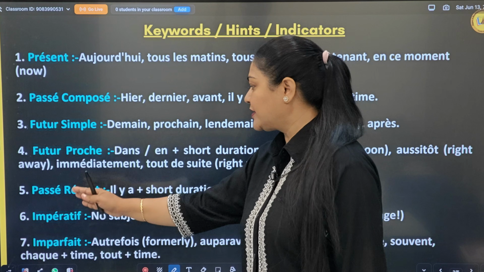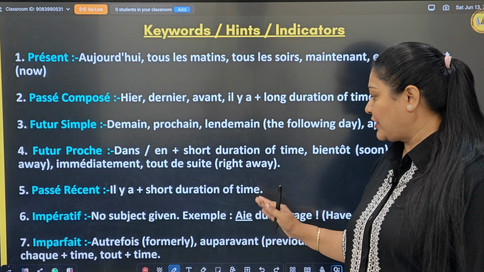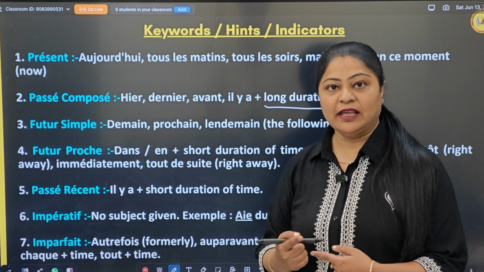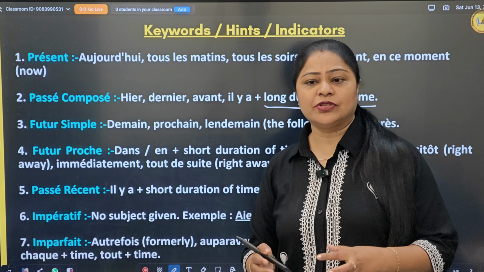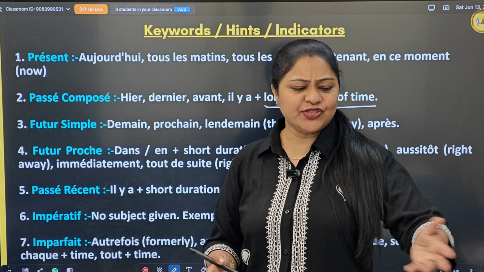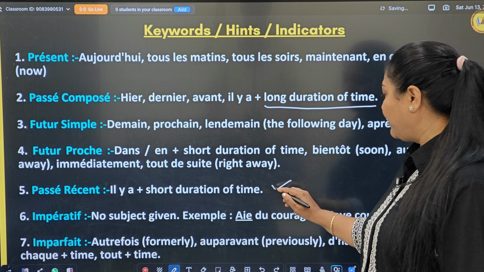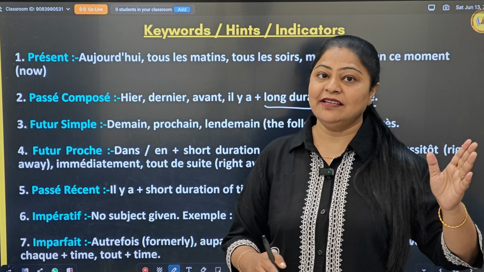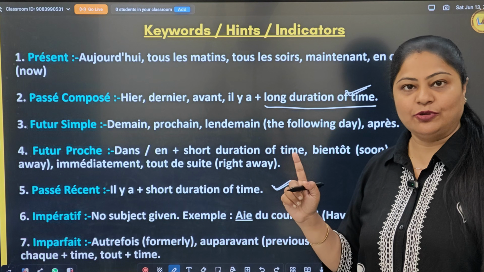Then we have passé récent. Now passé récent has one keyword, which is il y a plus a short duration of time. See, il y a plus a long duration of time is passé composé. Now how much is a short duration and how much is a long duration? If you're talking about a time period of 1 to 2 hours, I have just finished this work 1 hour before, then you have to use passé récent. Okay. But if you said that I have finished this work yesterday, then you have to use passé composé in that particular sentence.